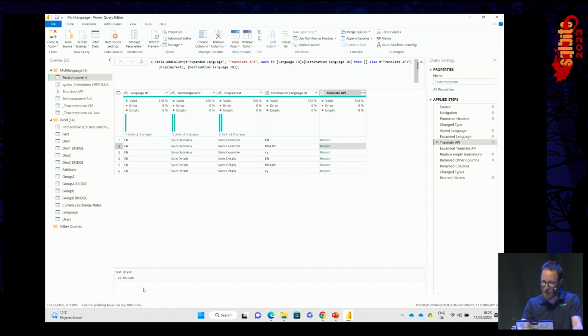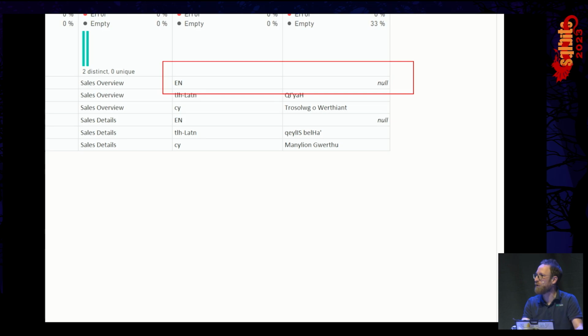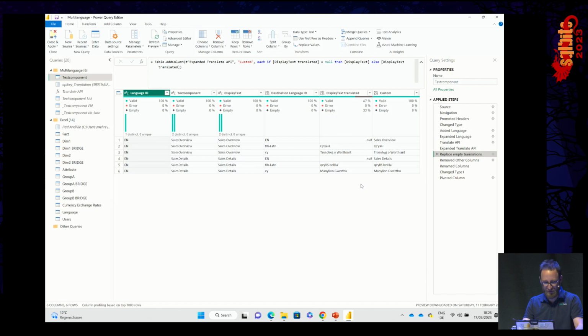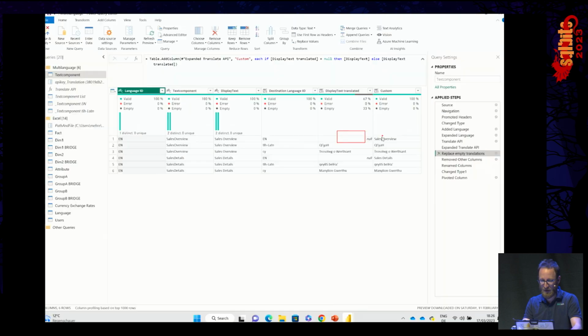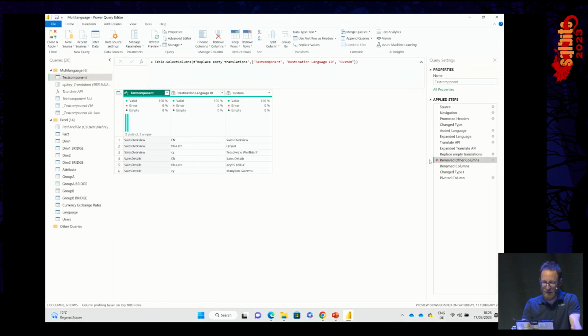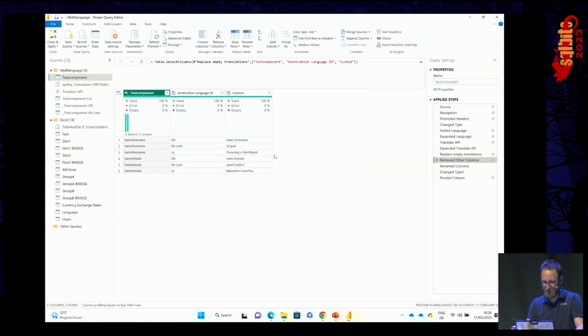So this is a use case for cognitive services. If you don't speak the language, then you can use this. Then I expand this translate API to get all the text here. But of course, I don't get anything for the English text, because I didn't call the API for that. So then we have to find logic that replaces the translations, right? If the translation is null, then I just take the English version. I remove all the columns I don't need. So we stick now with the text component column, sales overview for example, the different destination languages, and the translations. I rename the column here and change the type.